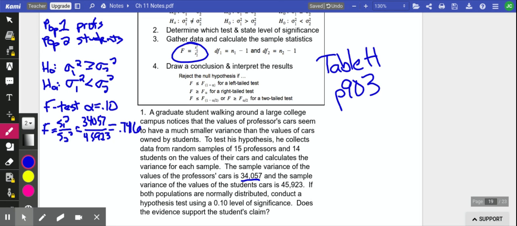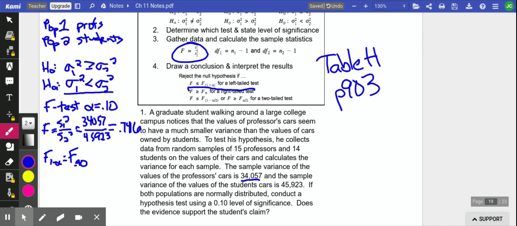All right, now we need to compare that. This is a left-tailed test. So we need to compare that to F of 1 minus alpha, which is 0.90. So that's what we need to look up on the table on page 903. The other thing we need from our table is degrees of freedom, because our table is set up with degrees of freedom of the numerator across the top and degrees of freedom of the denominator on the bottom.